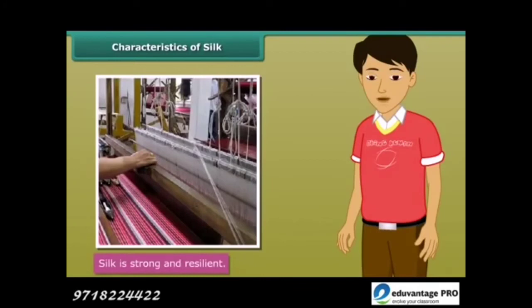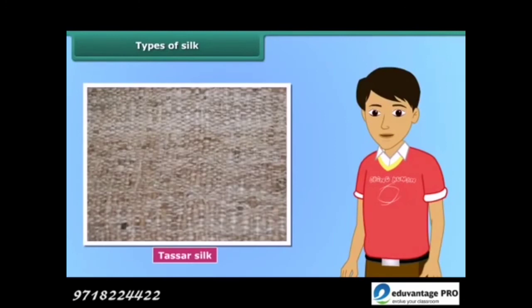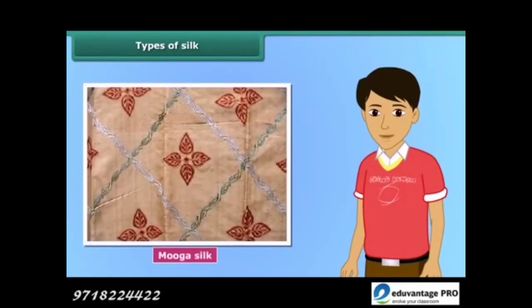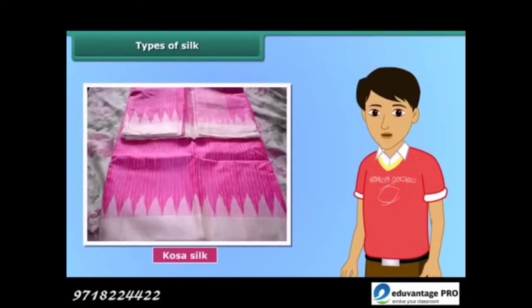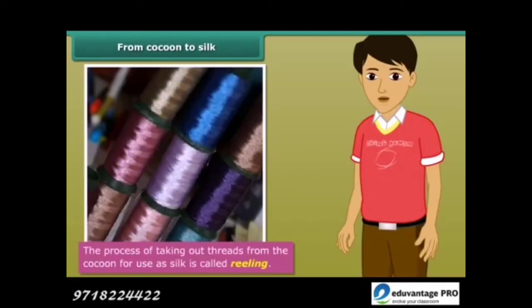Characteristics of silk. Silk is strong and resilient. Some types of silk are tussar silk, muga silk, kosa silk, etc. Mulberry silk is the most popular of all categories of silk. The process of taking out threads from the cocoon for use as silk is called reeling.